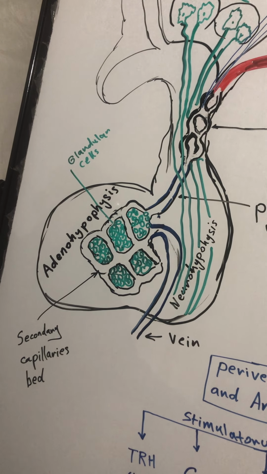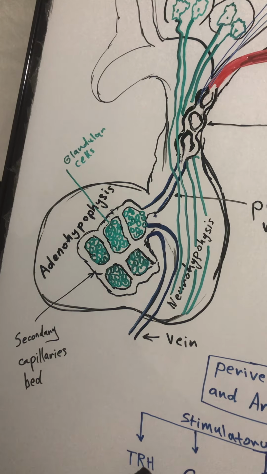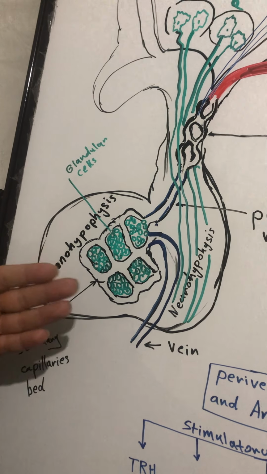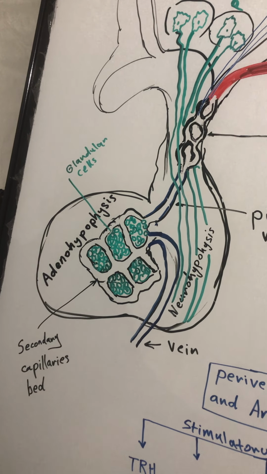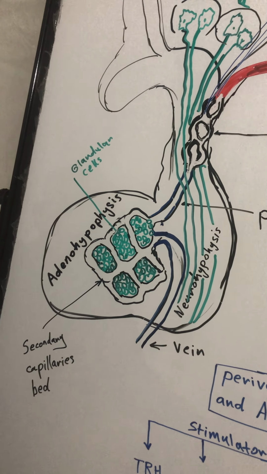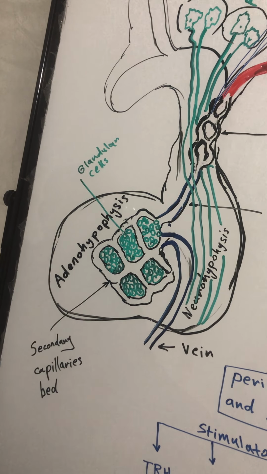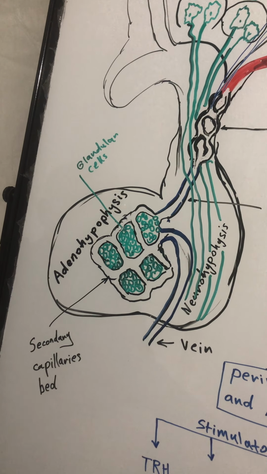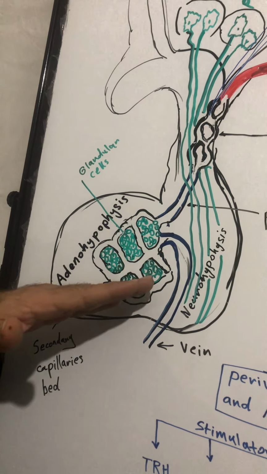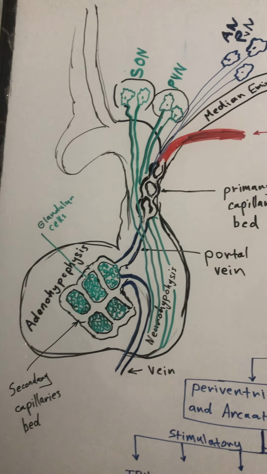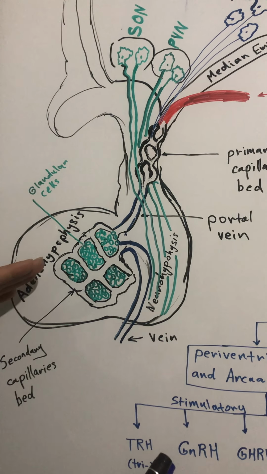which release what is known as adrenocorticotropic hormone that will stimulate the suprarenal cortex later, or the gonadotrophs, which are the FSH, follicular stimulating hormone, and LH, the luteinizing hormone. So the anterior pituitary gland is entirely composed of glandular cells, no neurons.